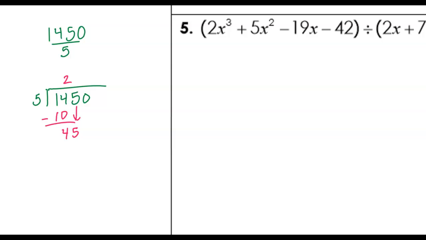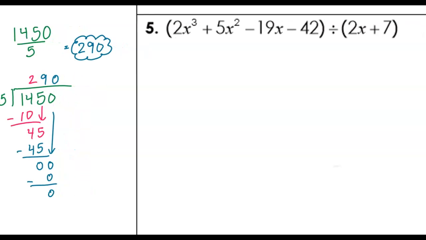And you ask yourself, okay, how many times does 5 fit into 45? And you would say 9. And then you multiply the 9 by the 5 and you get 45. And then you subtract and you get 0, bring down the next term. How many times does 5 fit into 0? Well, you multiply 5 times 0 to get 0. That's kind of tricky, that concept there at the end. We won't have that actually when we're doing polynomial division. We won't ever end on a 0 like that. But yes, the answer to 1450 divided by 5 is 290.